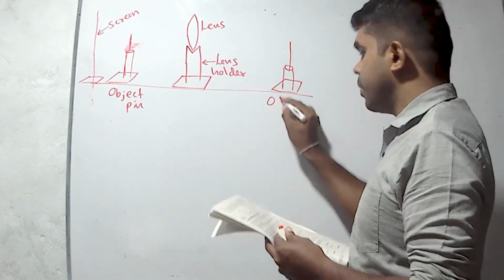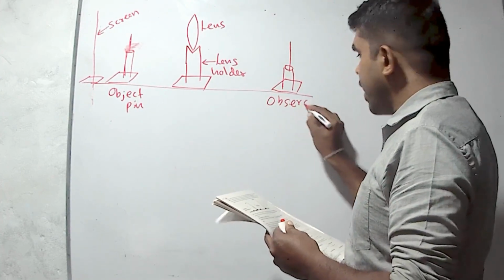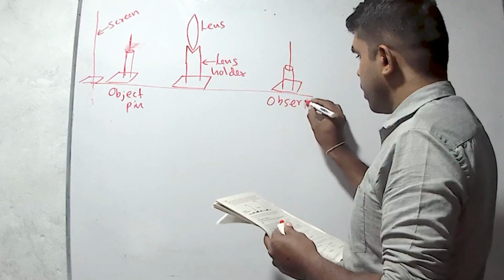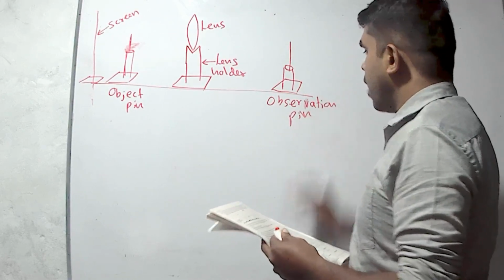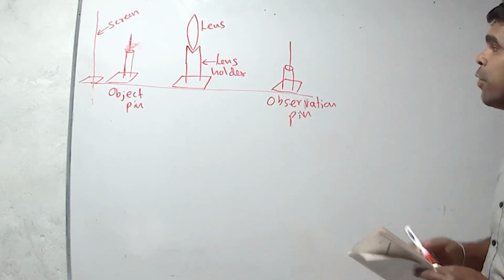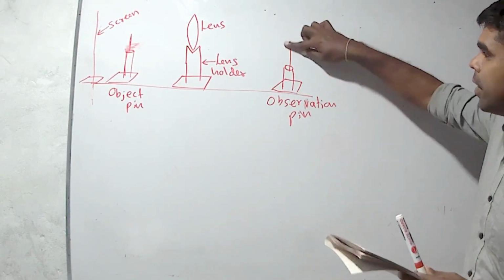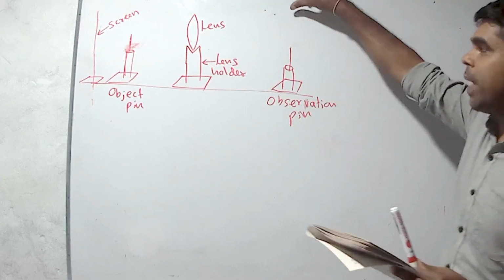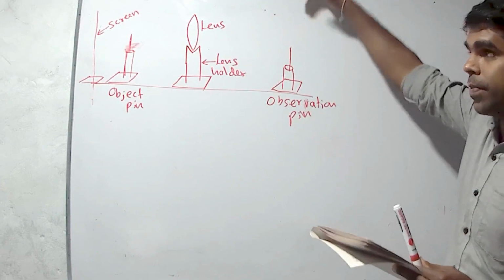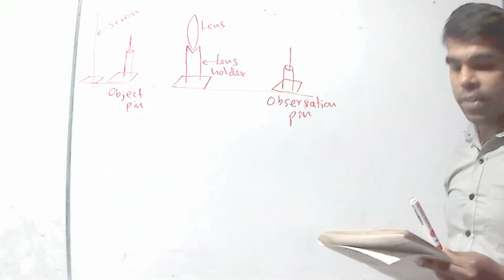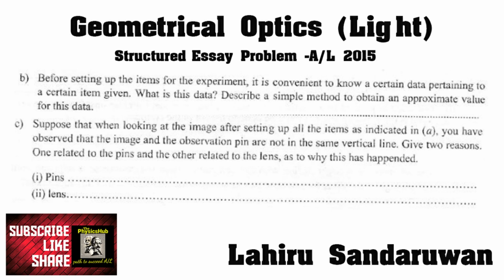This one is the observation pin. We have to use the observation pin to find the correct position of the image. The image is formed in this direction. It means an inverted image.